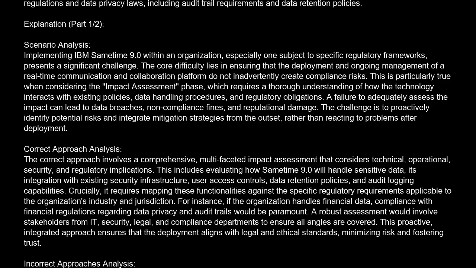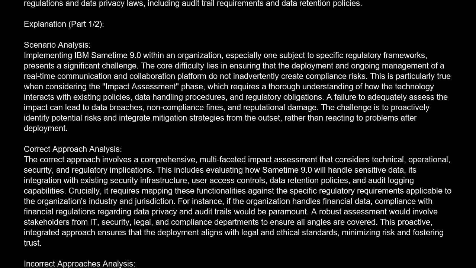Explanation. Scenario analysis. Implementing IBM Sametime 9.0 within an organization, especially one subject to specific regulatory frameworks, presents a significant challenge. The core difficulty lies in ensuring that the deployment and ongoing management of a real-time communication and collaboration platform do not inadvertently create compliance risks. This is particularly true when considering the impact assessment phase, which requires a thorough understanding of how the technology interacts with existing policies, data handling procedures, and regulatory obligations.